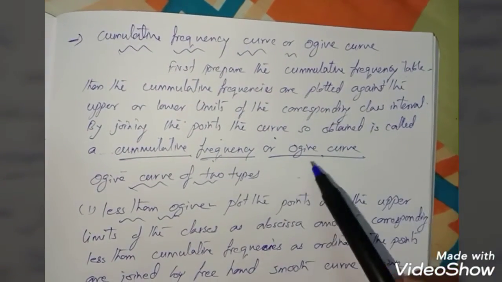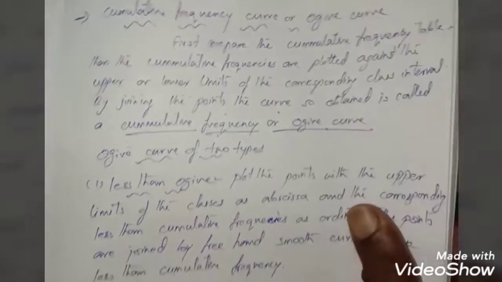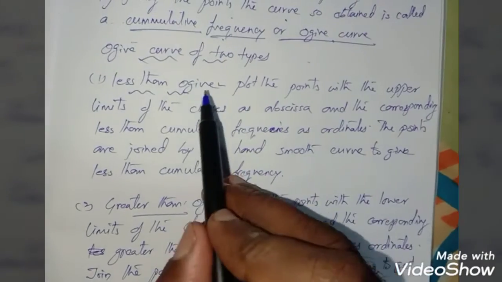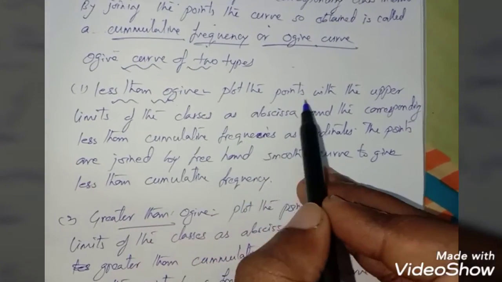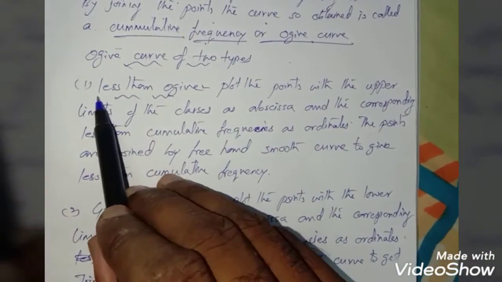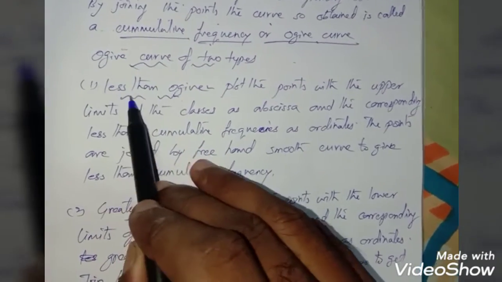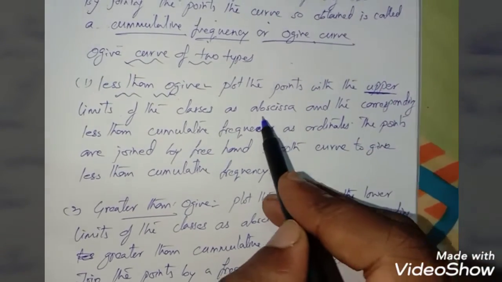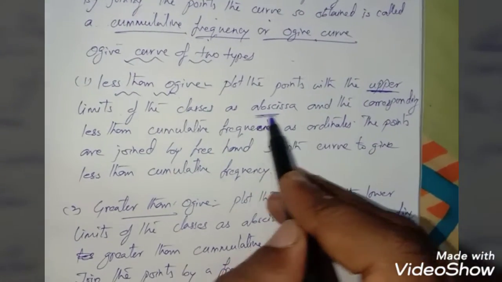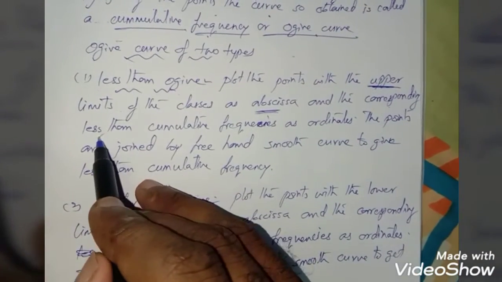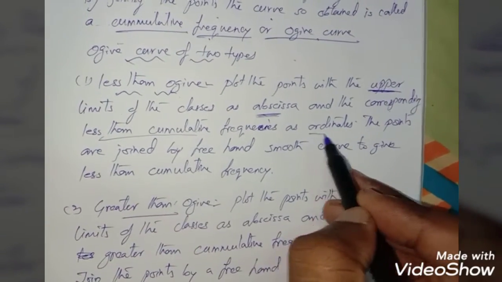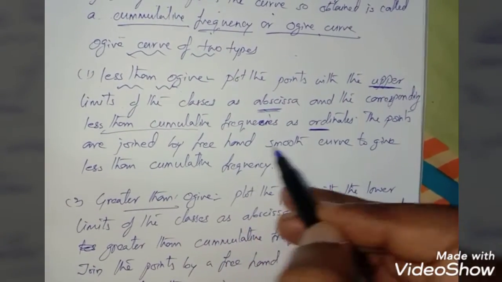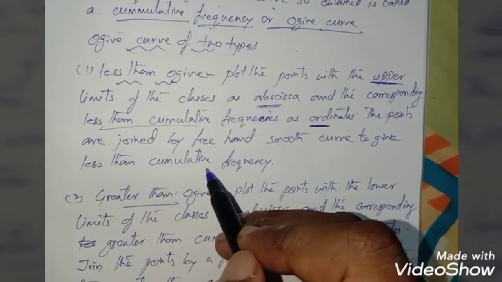This Ogive curve is of two types: first is the less than Ogive curve and second is the greater than Ogive curve. In the less than Ogive curve, plot the points with the upper limits. Whenever you take the less than cumulative frequency, we have to consider the upper boundary, right? So upper boundary as abscissa, in the place of x, and the corresponding less than cumulative frequency on ordinates, that is, on the y-axis. The points are joined by a freehand smooth curve to give the less than cumulative frequency curve.